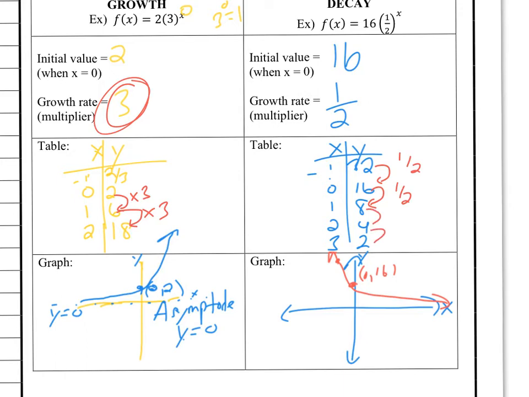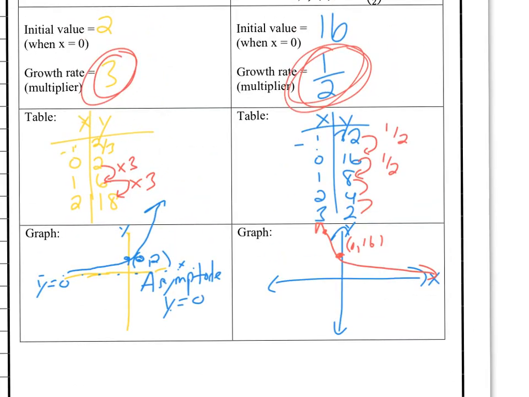We're still multiplying by the multiplier, right? Which is 1/2. So that is your decay. All right, so let's go on to the next page.